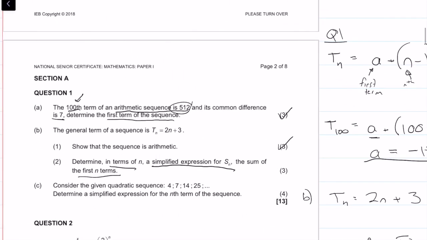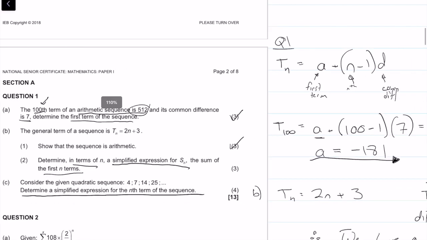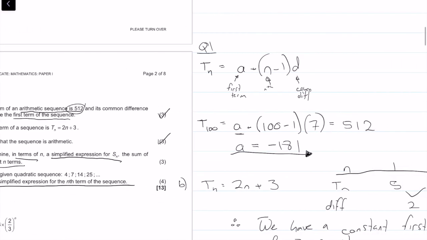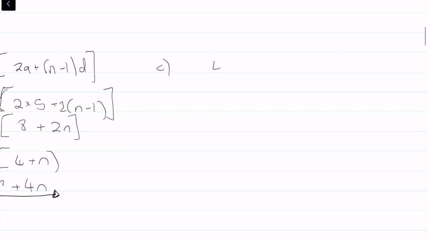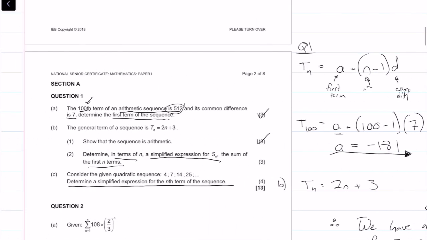Then it says consider the quadratic sequence 4, 7, 14, 25. Determine a simplified expression for the nth term in the sequence. This is question C, and the sequence is 4, 7, 14, 25. Let's shift these up a bit. We can work out the first difference here. 7 minus 4 is 3, that's going to be 7, and that's going to be 11.